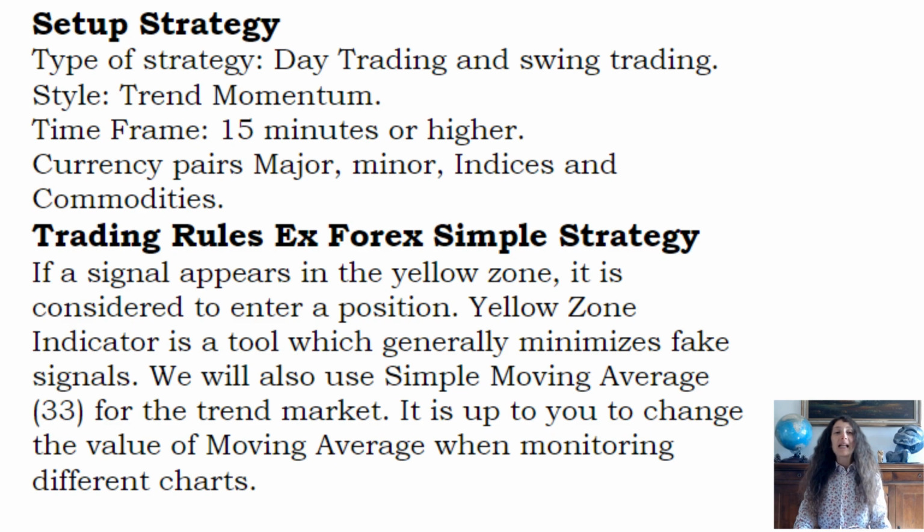Trading rules for a Forex simple strategy. If a signal appears in the yellow zone, it is considered to enter a position. Yellow zone indicator is a tool which generally minimizes fake signals. We will also use simple moving average 33 for the trend market. It is up to you to change the value of moving average when monitoring different charts.